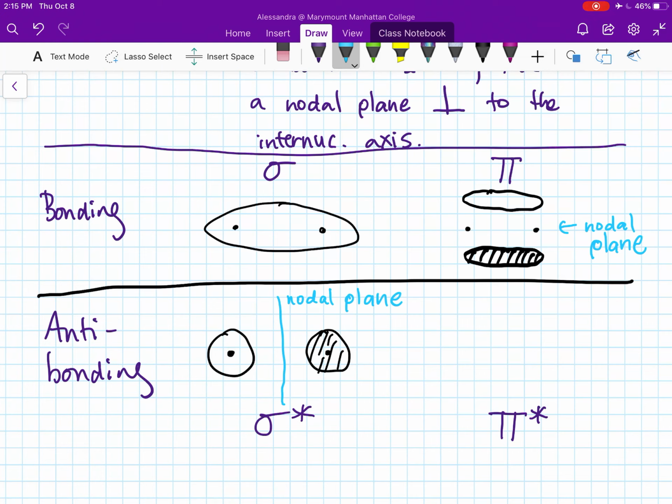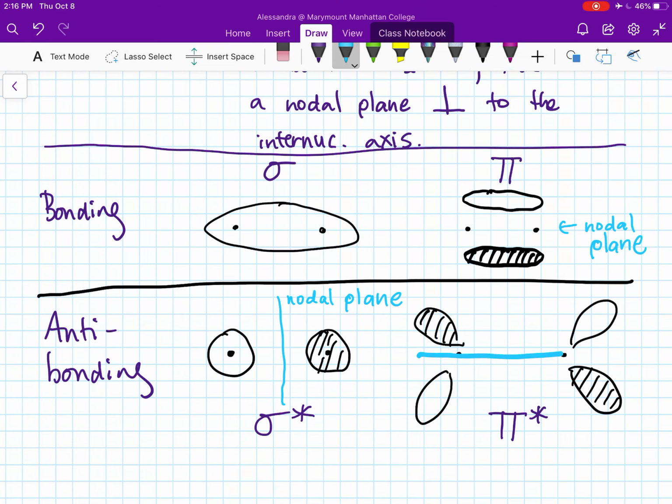For the pi star molecular orbital, that is going to look like, well, here, we're going to draw the two nuclei of the bonded atoms. And then what you have is this destructive interference where you have oppositely phased lobes above and below the bonding axis. And if you look here, you have two nodal planes. You have one nodal plane that incorporates the nuclei. Let me erase that. And then one nodal plane that is perpendicular to that internuclear axis.